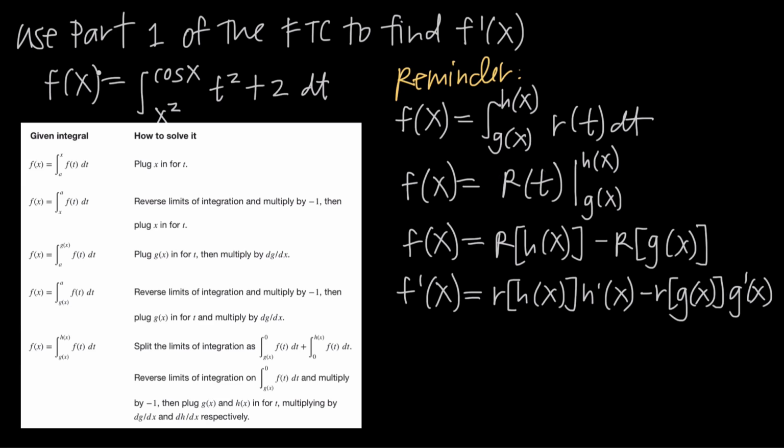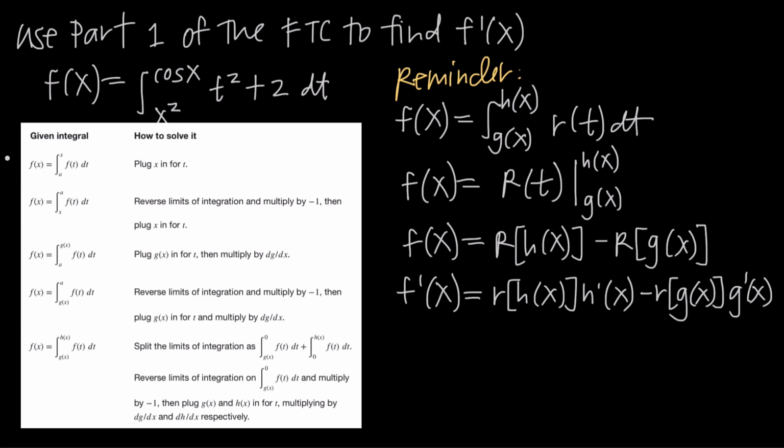If you have the opposite situation, like in this second row here, you have f of x is equal to the integral from x to a. That lower limit of integration is the variable x. The upper limit of integration is a, the constant. When you have that situation, all you want to do is reverse those limits. So you essentially want to turn it into a problem like the one in the first row. You want to switch those limits of integration and multiply by -1, and then you go back to your directive from the first row where you just plug x in for t.